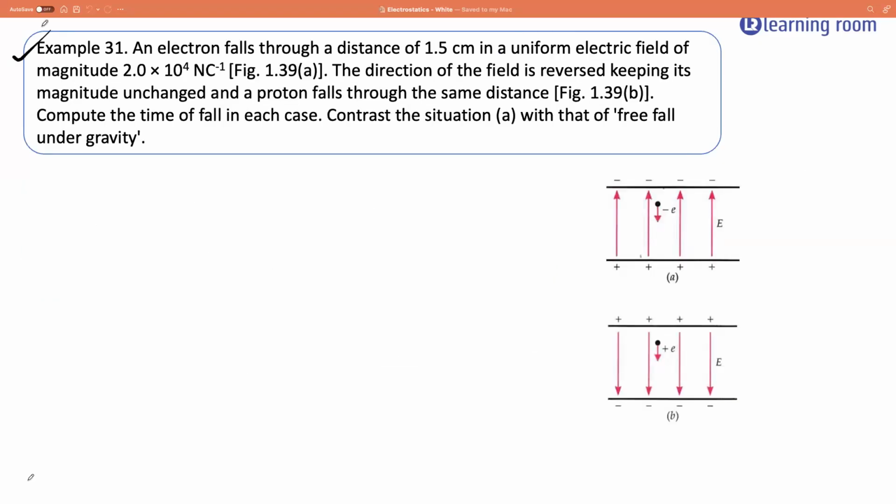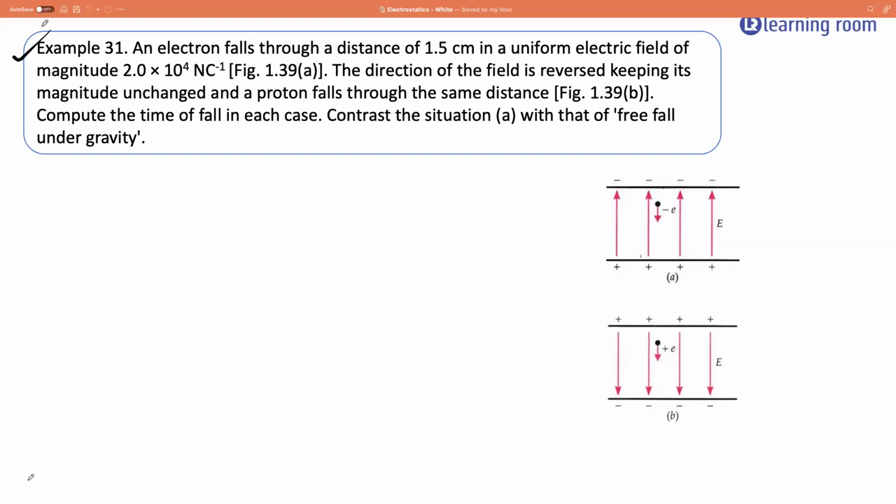This is a textbook problem. Tell me how to do this. An electron falls through a distance of 1.5 centimeter in a uniform electric field of magnitude 2 into 10 power 4 Newton per coulomb. The direction of the field is reversed, keeping its magnitude unchanged, and the proton falls through the same distance. Compute the time of fall in each case. Contrast the situation with that of a free fall under gravity. This is exactly your textbook question. I need discussion. So how to proceed?